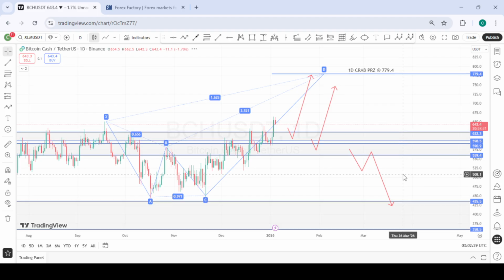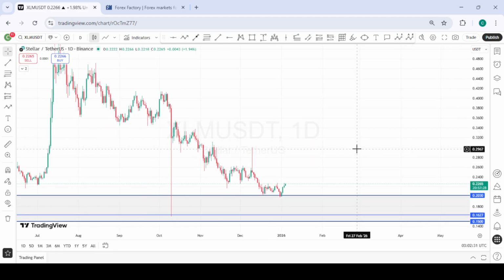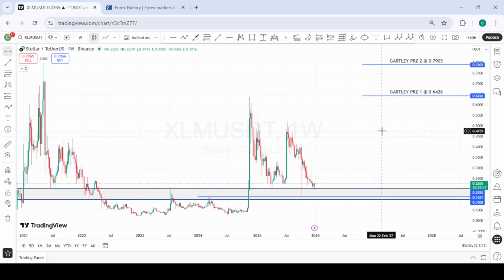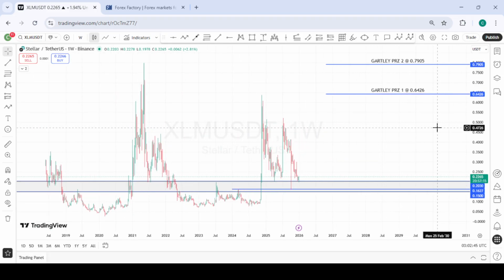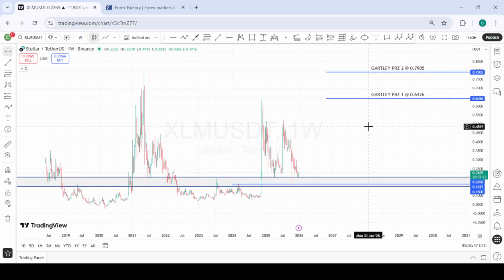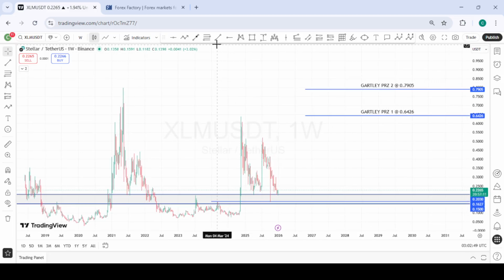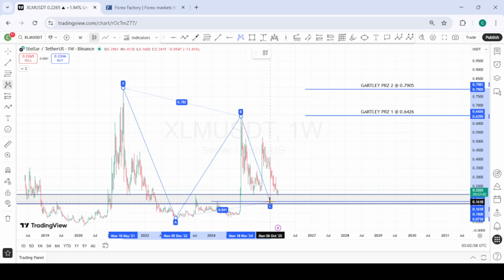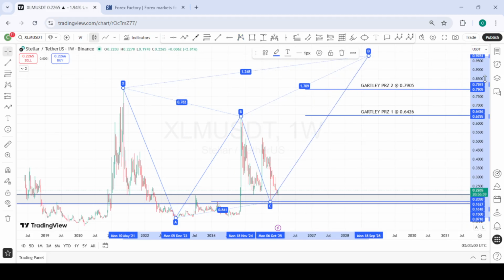And if you are also into hodling, or if you are a long-term investor, I think you should look at XLM. So XLM, as we can see, is currently reacting. It's developing a possible harmonic pattern, which is very bullish. So this is the X, this is the A, this is the B, this is the C leg. We are looking for the D leg to continue.